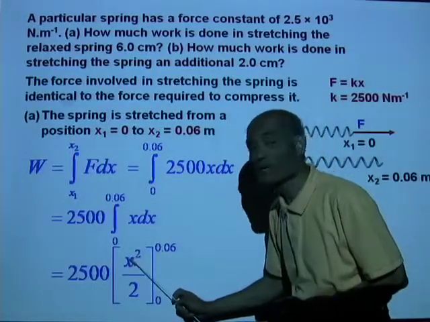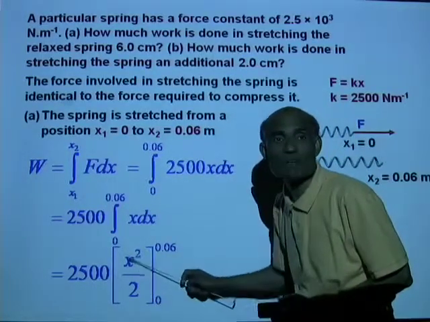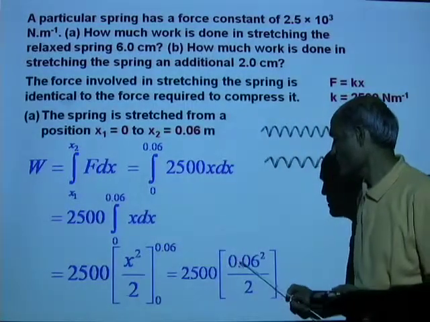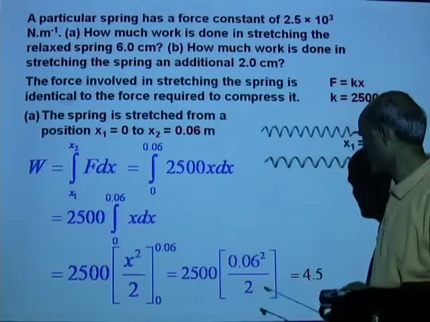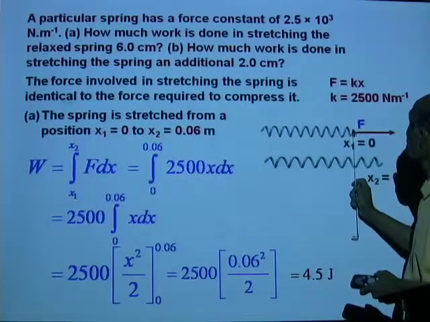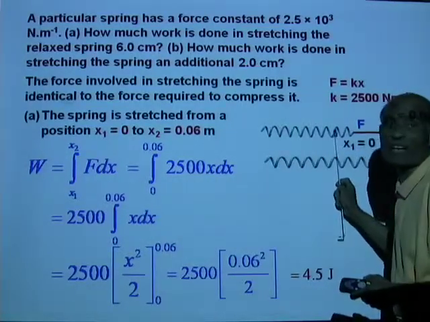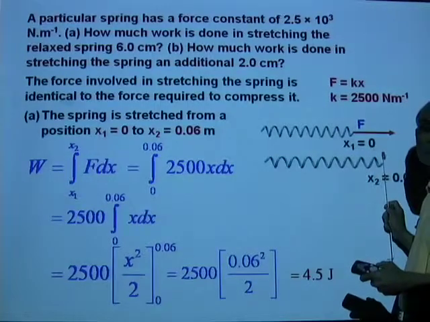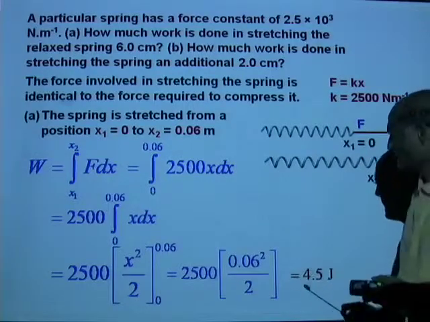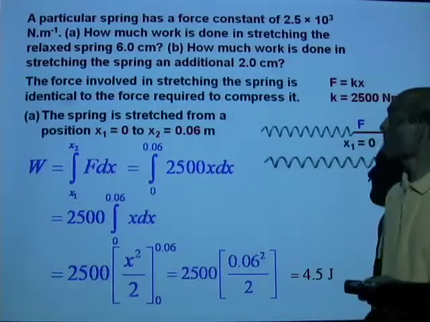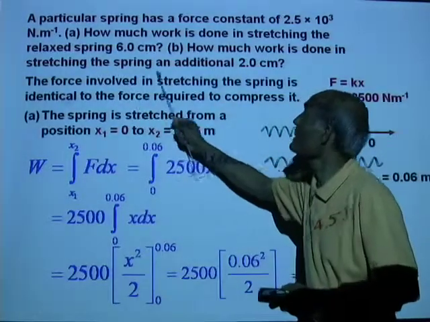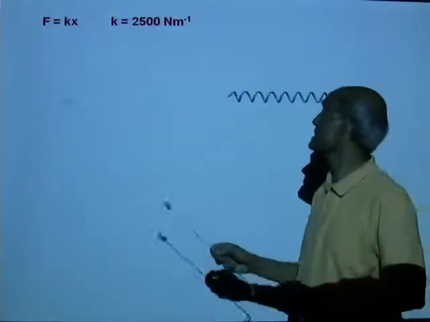Well, apply the upper limit. We can ignore the lower limit because the lower limit is 0. And that will be 2,500 times 0.06 squared over 2. And that is 4.5 joules. In order to stretch the spring from its relaxed length through a distance of 0.06 meter is 4.5 joules. Well, our B part, how much work is done in stretching the spring an additional 2 centimeter.